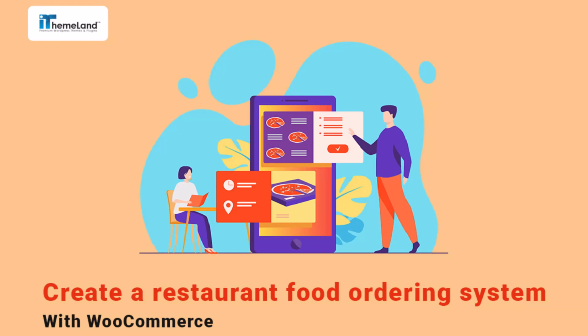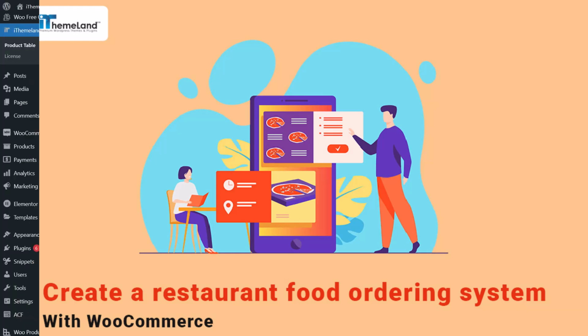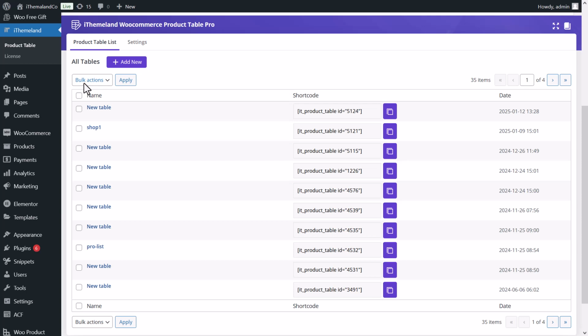If you own a restaurant or coffee shop and want to receive more online orders, creating a restaurant food ordering system is essential. In this video, I'll show you a more cost-effective solution using WooCommerce and the WooCommerce product table plugin to create a restaurant food ordering system. The WooCommerce product table plugin is a great tool for making restaurant menus with ordering options like multi-add to cart button, filtering, searching, mini cart, and etc.